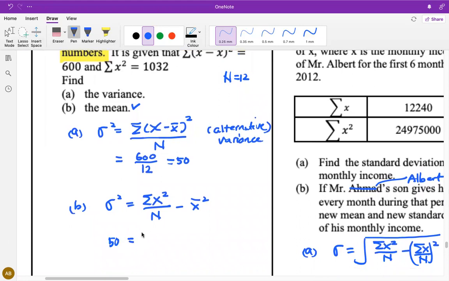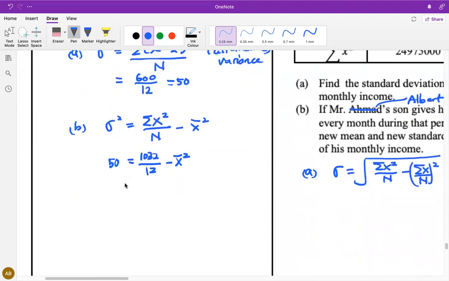The sum of x squared is 1032, divided by 12 positive numbers, and then mean square. Okay, so therefore our mean square is 1032 divided by 12, which is 86, right? Then you minus 50, so you get 36. So the standard deviation will be the square root of 36, that is 6, all right? So that is your answer.